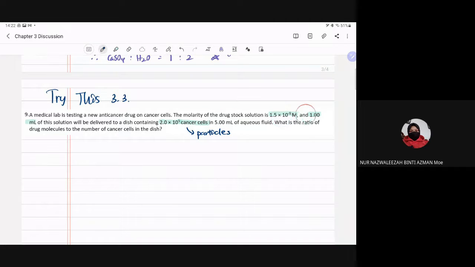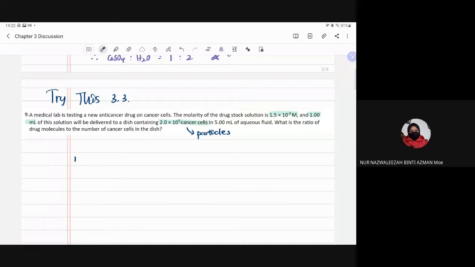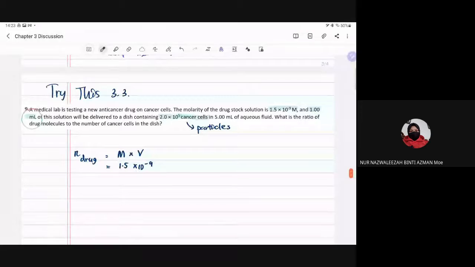Okay, so first of all, we know there is 1 ml of 1.5 times 10 to the minus 9 molar. So we need to find the number of mole first. The number of mole of drug is equal to molarity multiplied by volume. Now, the molarity is 1.5 times 10 to the minus 9 molar, whereas the volume is 1 ml. However, have a look at the unit again, it is ml. When you want to use the formula of molarity, the volume has to be changed into liters.